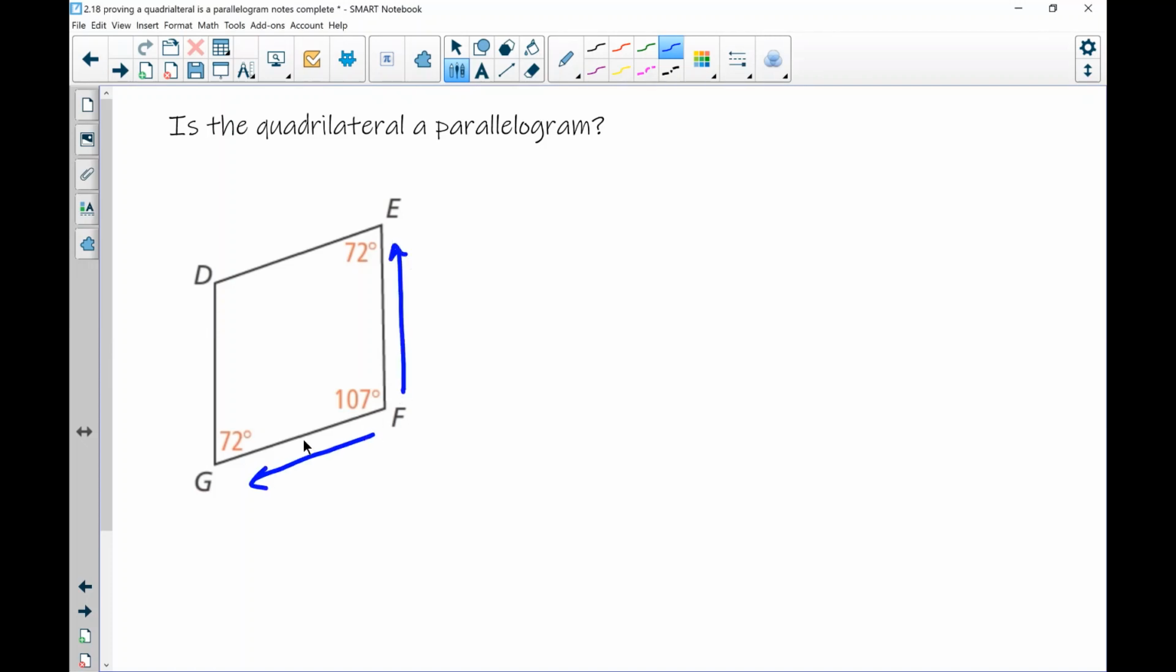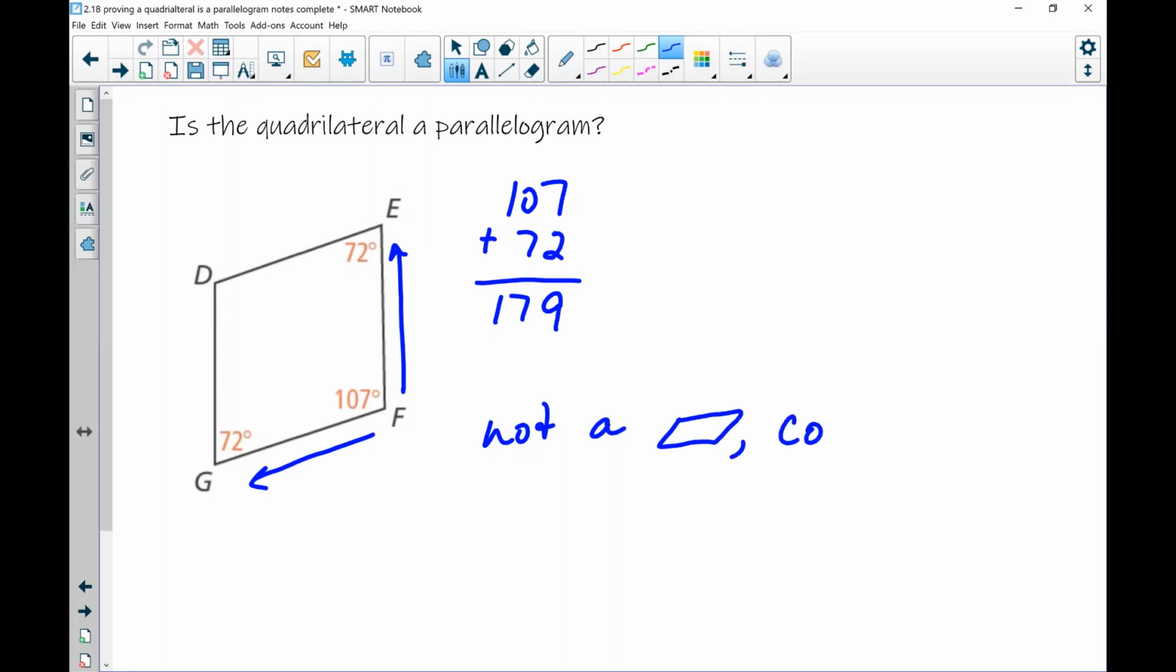I'm going to look at both sides of them here. So I'm going to do 107 plus 72. 7 plus 2 is 9, 0 and 7 is 7. So we get 179. And I also see I have the same two angles this way. So for this one, this is not a parallelogram, and the reason why is because our consecutive angles are not supplementary. Remember, adding up to 180 means they're supplementary.